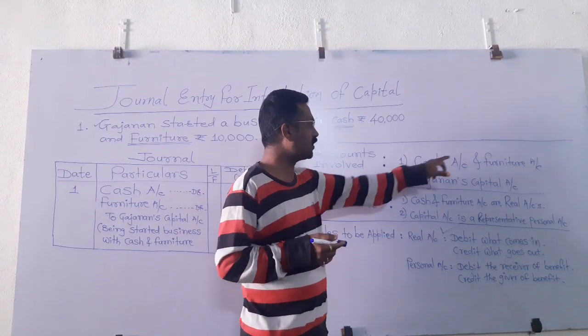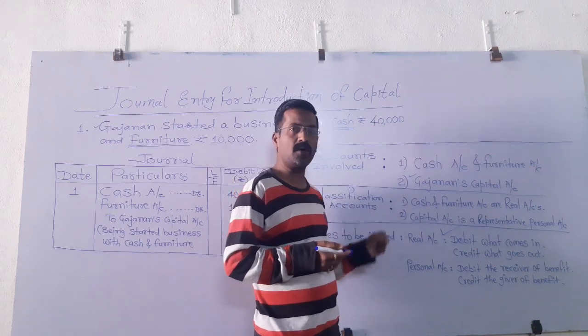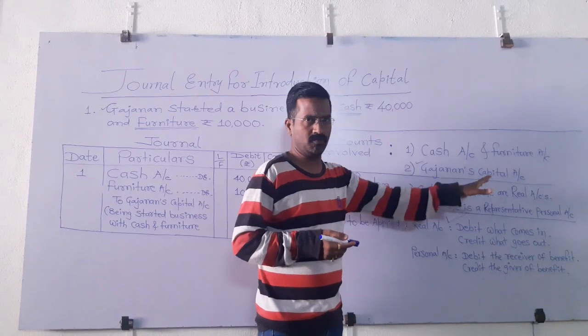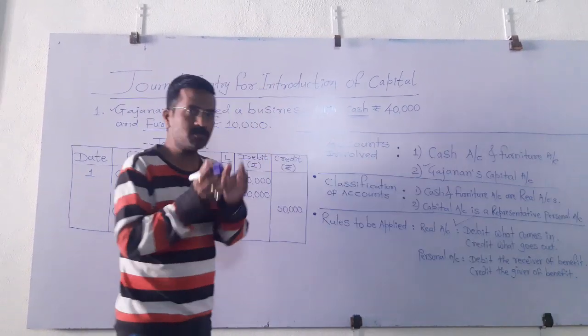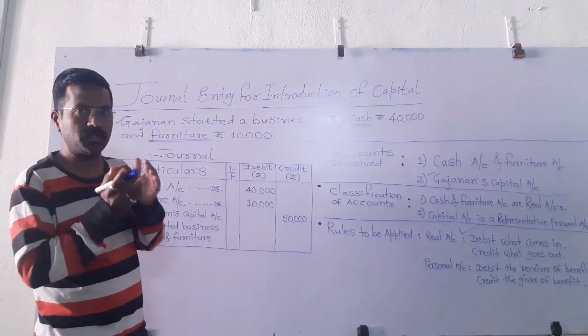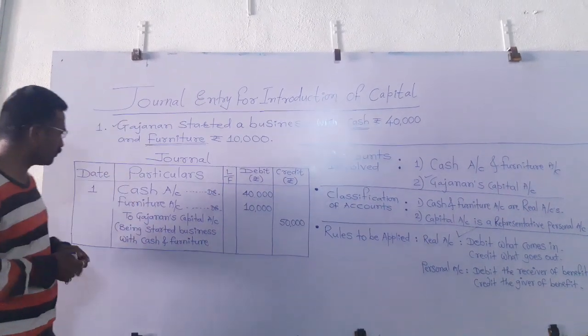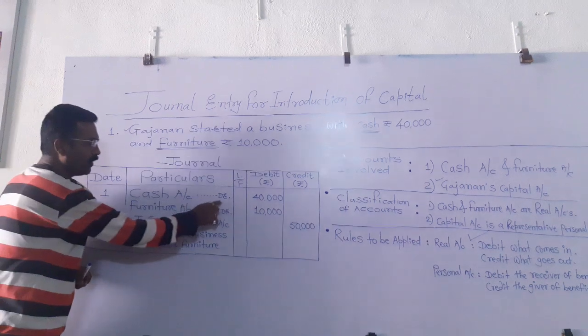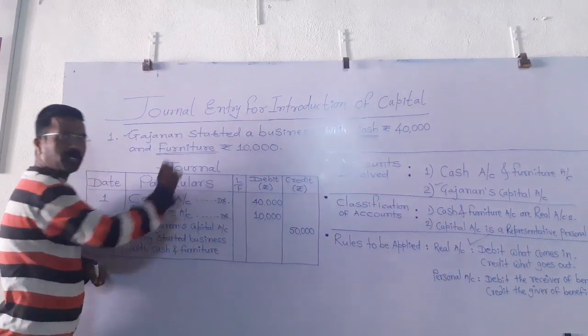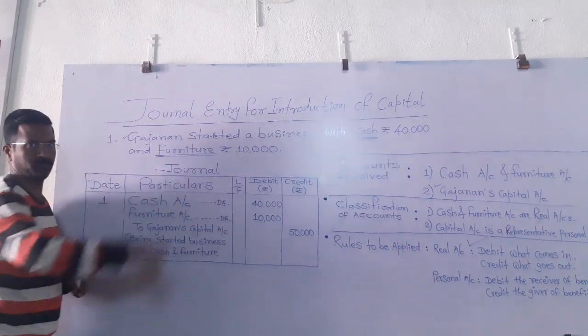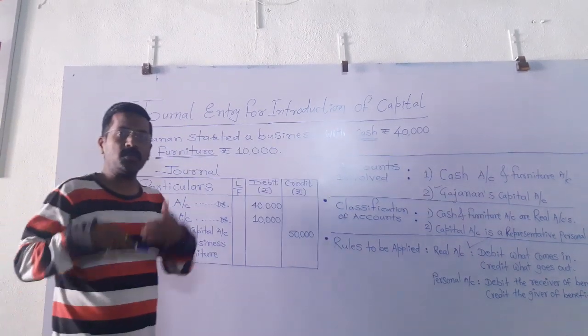Friends, cash and furniture comes in our business. Therefore, debit what comes in, cash comes in, furniture comes in. Therefore, the items to be debited are cash account debit rupees 40,000, furniture account debit rupees 10,000. Account to be credited.